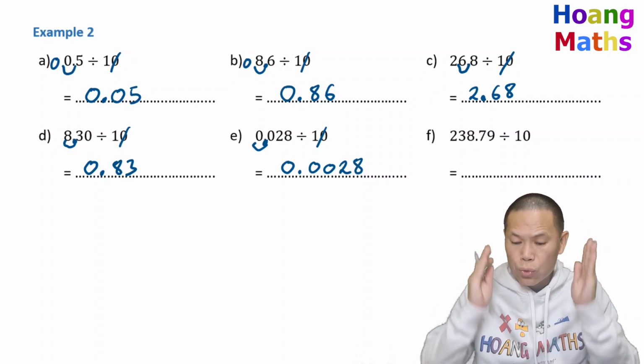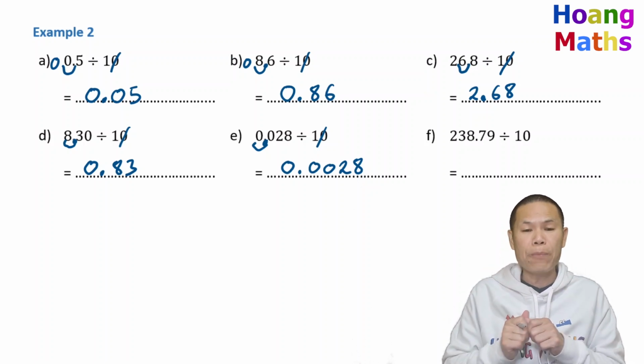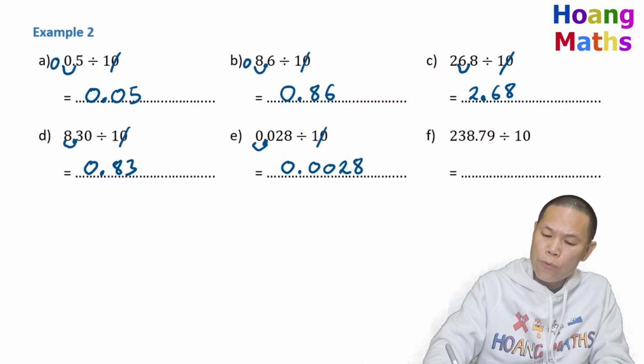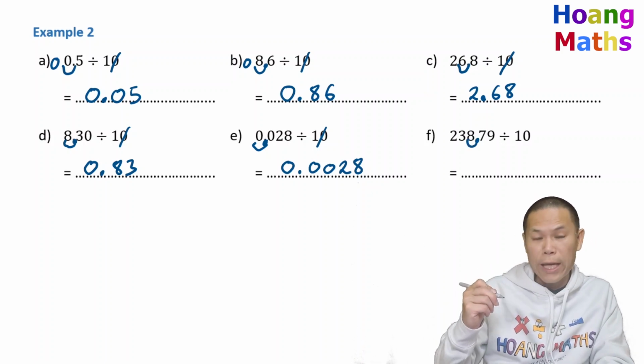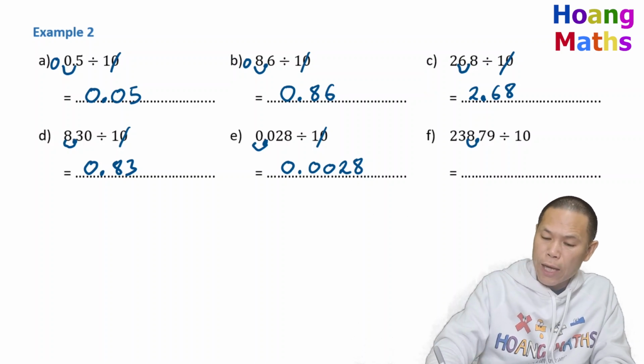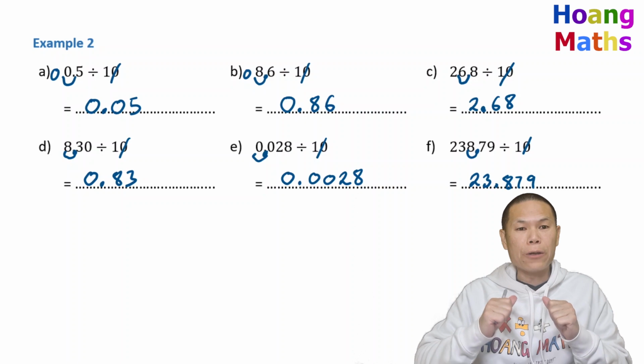Part F. So we have 238.79 divided by 10. So what do we do? We move this decimal point 1 unit to the left. So the number will get smaller, okay? And then we cancel this 0. So that becomes 23.879. There you go.